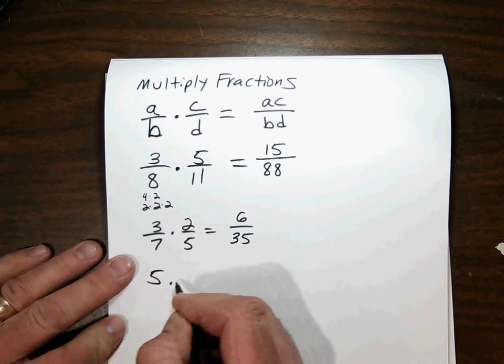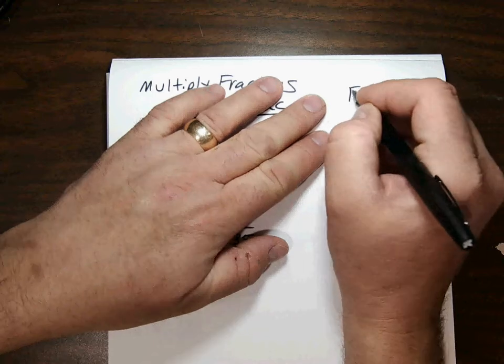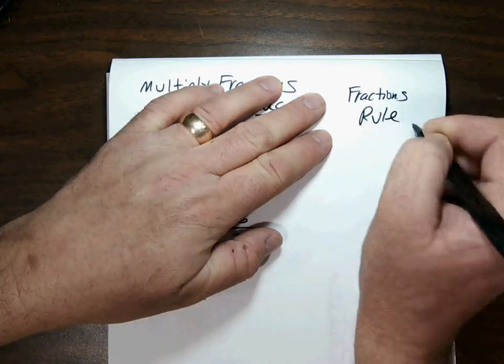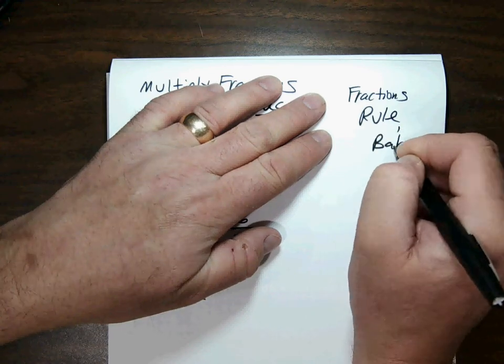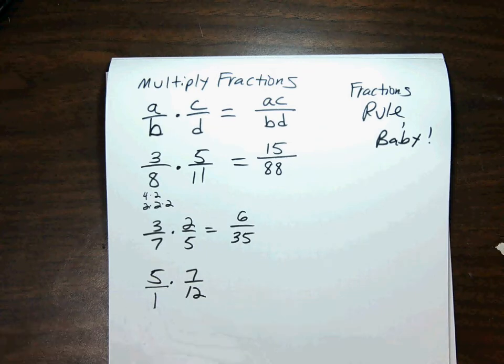What about 5 times 7 over 12? Uh-oh. That's a new one. Well, remember, fractions rule. In fact, if I write it again, and we'll sneak the baby in there. Fractions rule, baby. I can take any number, slap a denominator of 1 under it, and make it a fraction.